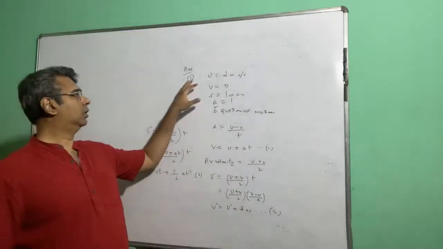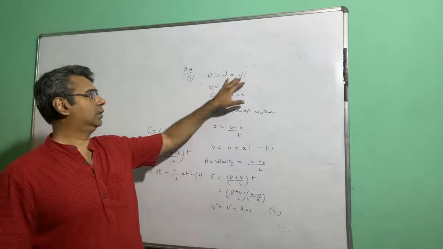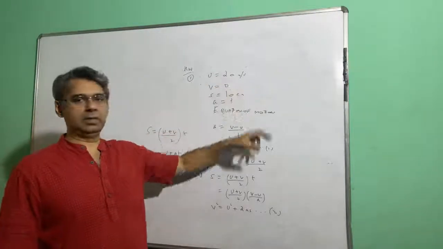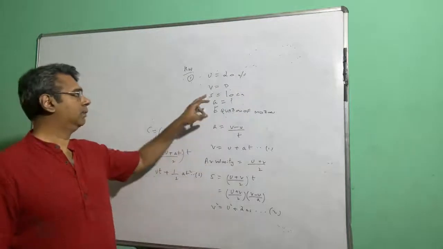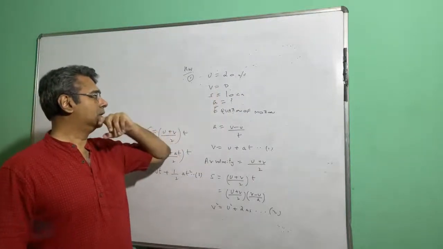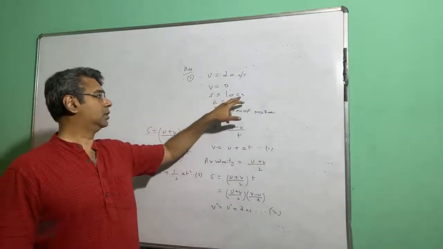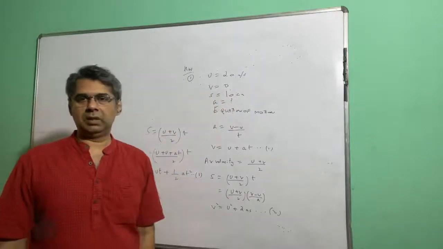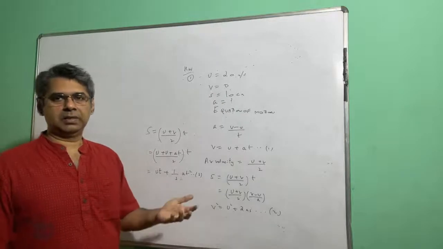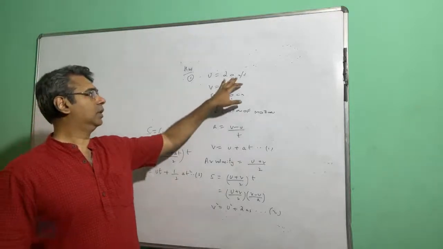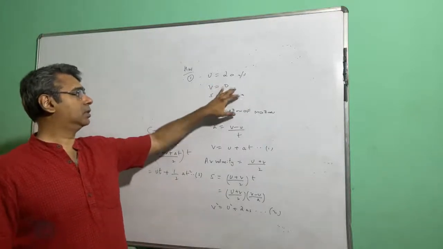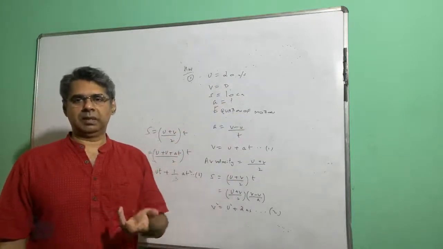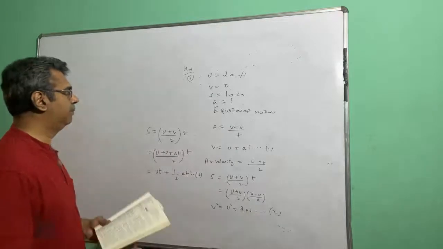Okay, then homework first question. Suppose the initial velocity u is 20 meter per second. Final velocity is 0. Displacement is 10 centimeter. What is the acceleration? Actually, acceleration will come negative. That's okay, that means it is retardation.